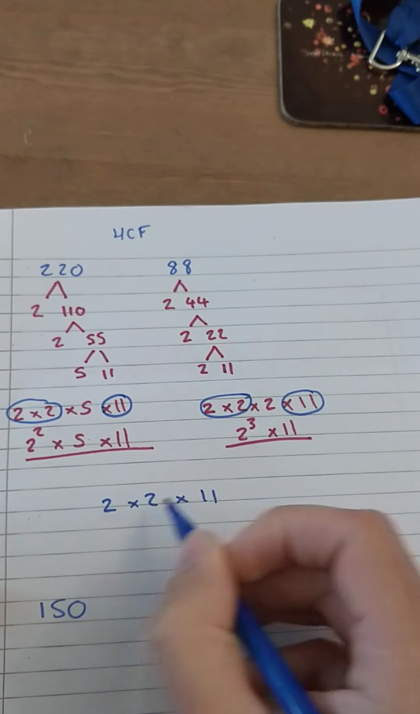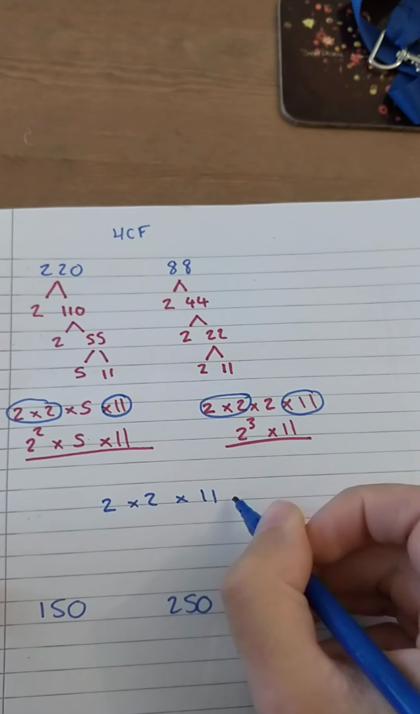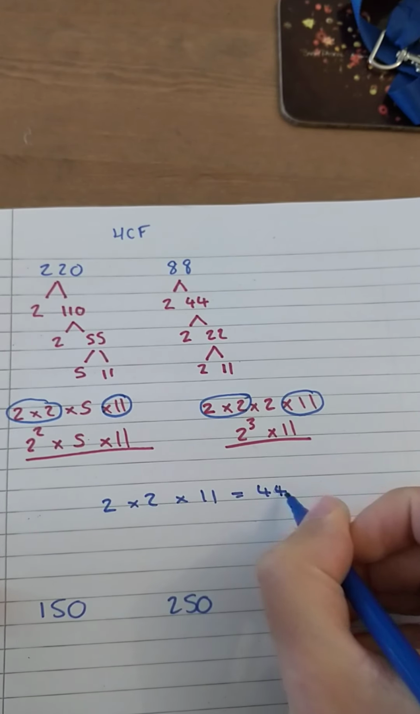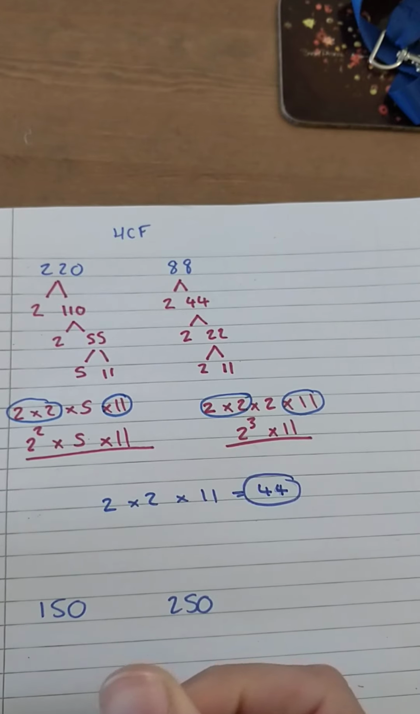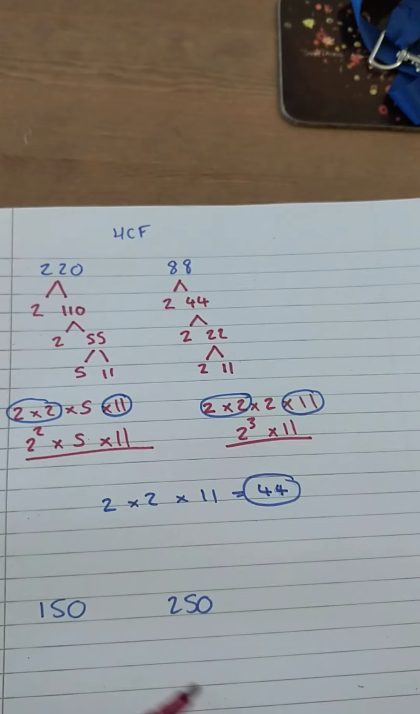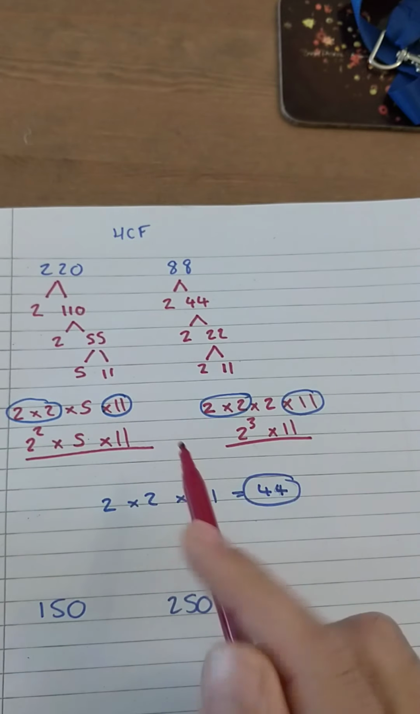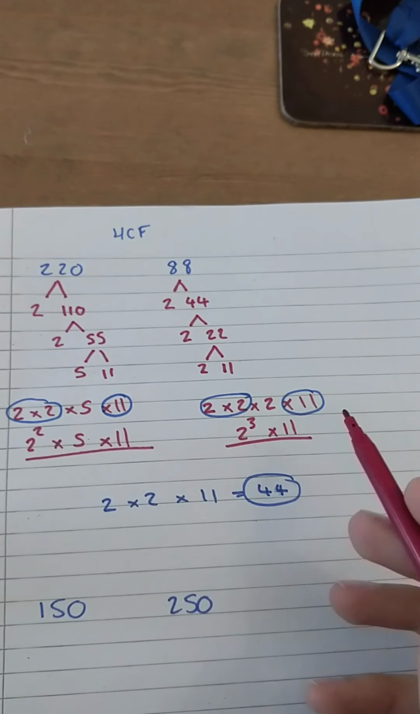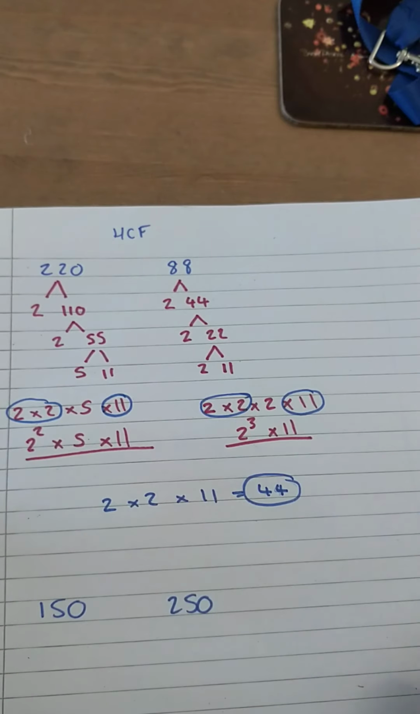So 2 times 2 times 11, 2 times 2 is 4, times 11 is 44. That is the highest thing that would go into both 220 and 88. Okay? And that is how you would do it. You find what's common in the prime factors, times them together, and we've got it.